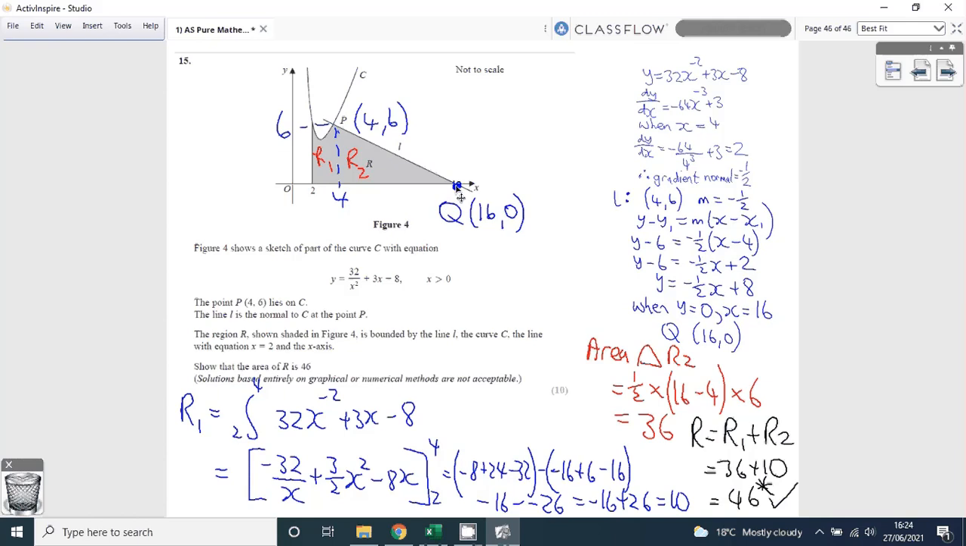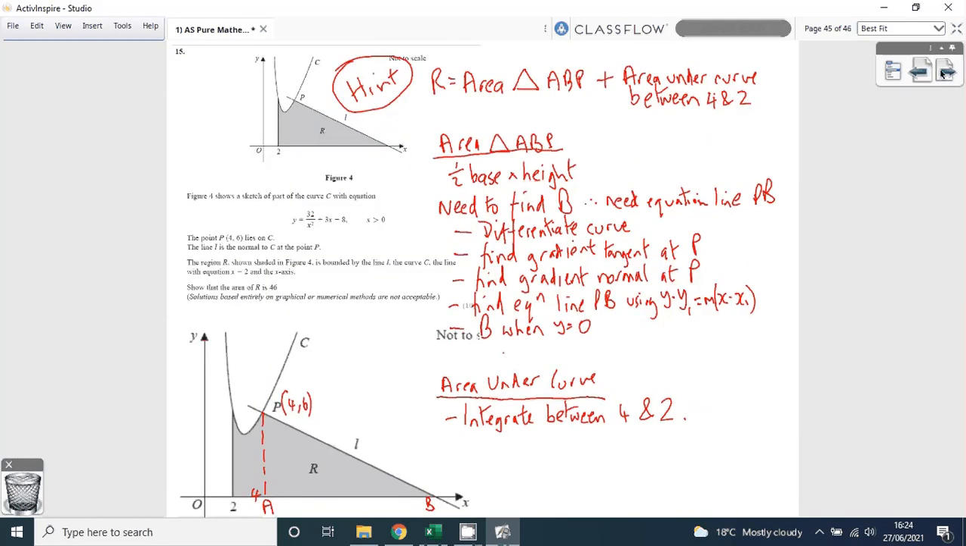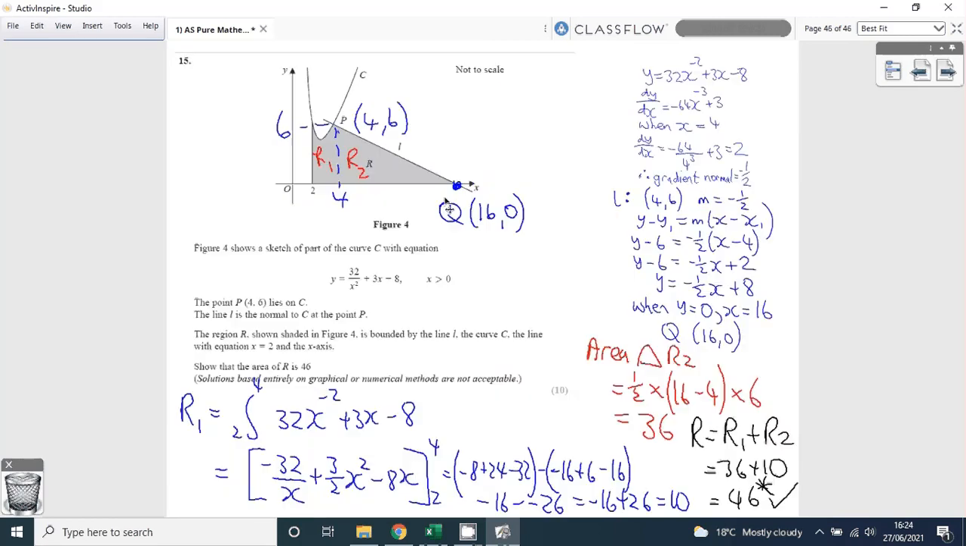So this value here, which I've now called Q, sorry, it's a bit confusing. I called it B back here on the hint, but I'm now calling it Q. So that point there is 16. So the area of my triangle, half times base times height. The base goes from 4 to 16. So that's half times 12 times the height of 6, which is 36. So that's the first part of my area, which I'm calling R2, the area of the triangle.